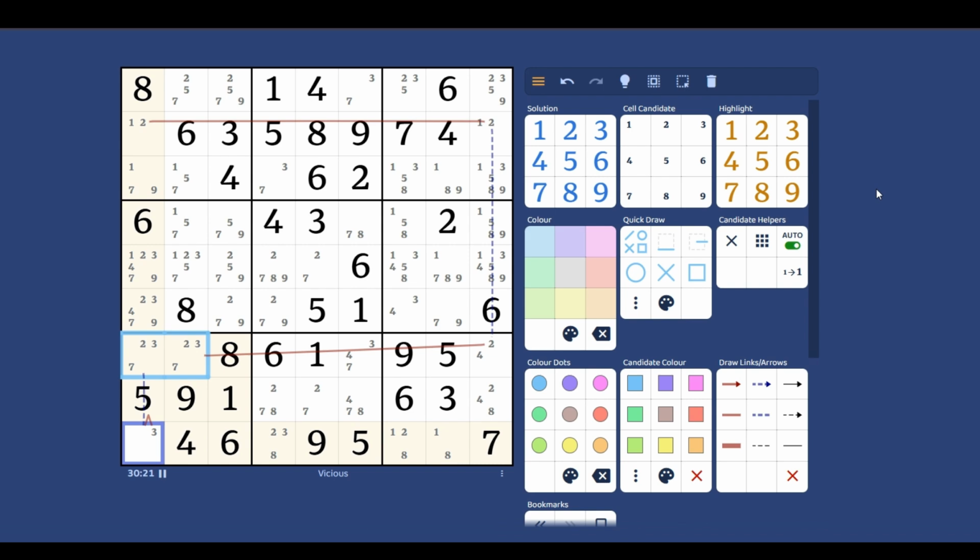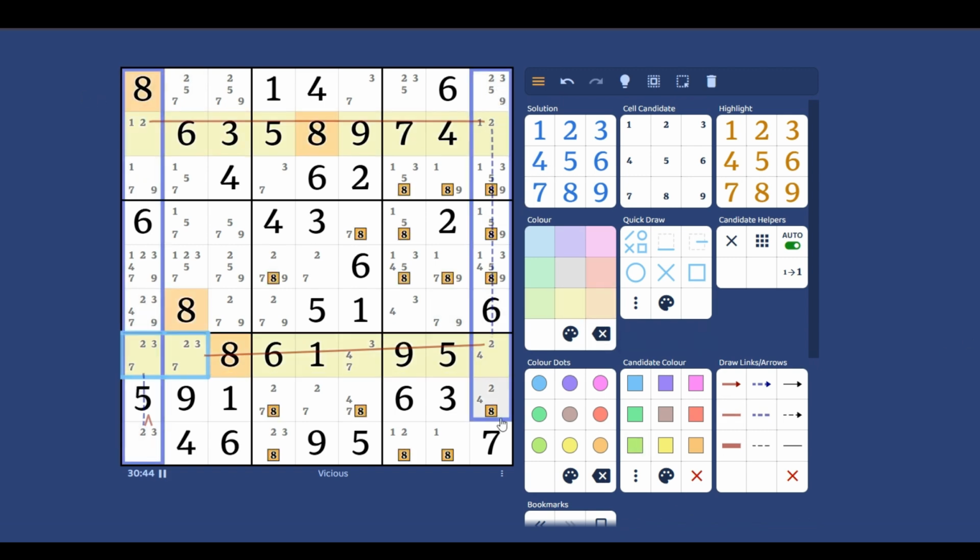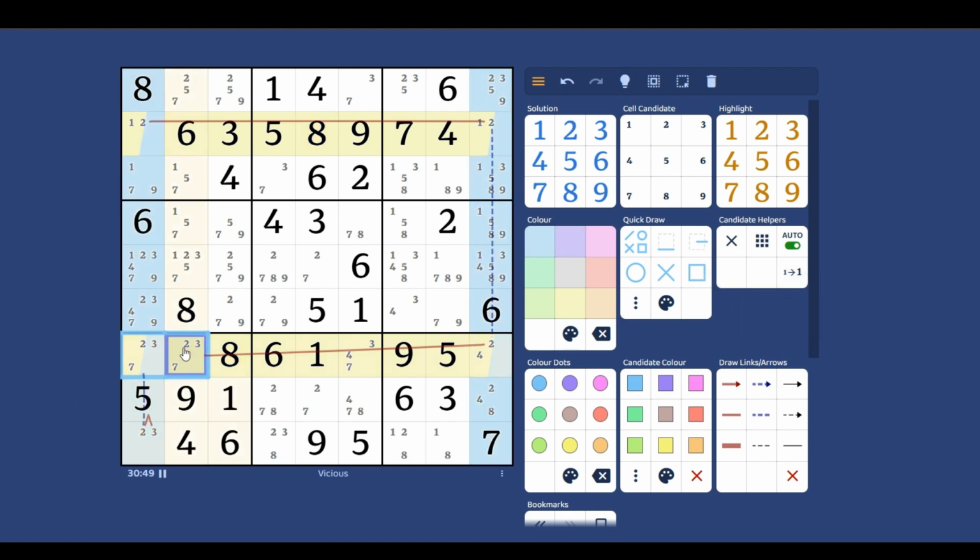And that is an H1 wing. Now, you might notice that this exact same elimination of the 2 from the cell can occur from just looking at it as a finned X-wing. So if we were to treat these two rows as base sets and these two columns as cover sets with this specific cell as a fin, we would actually be able to make that exact same elimination.